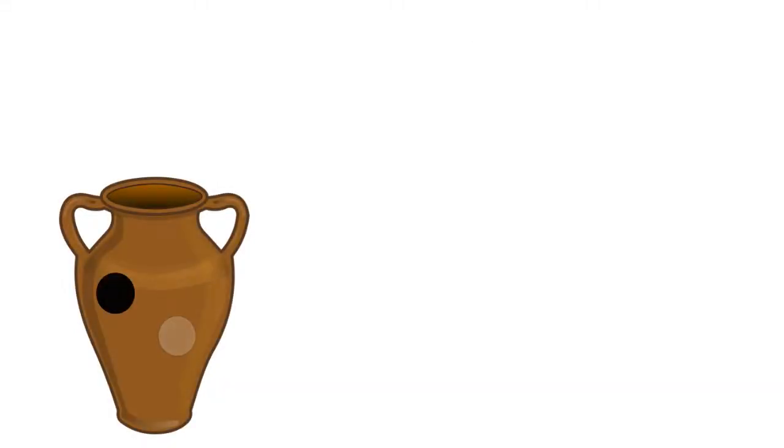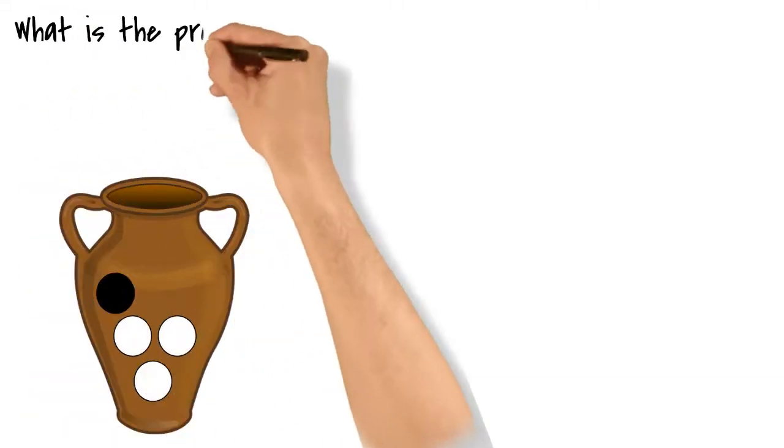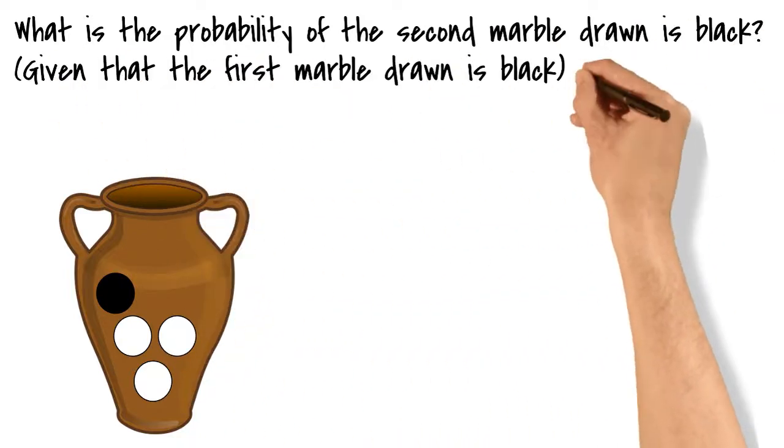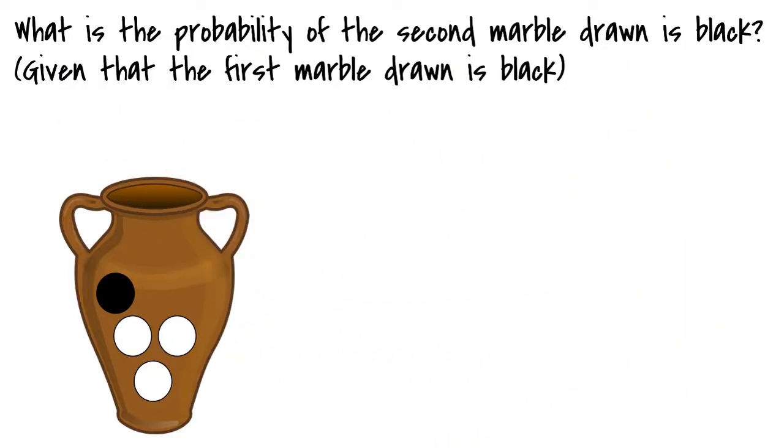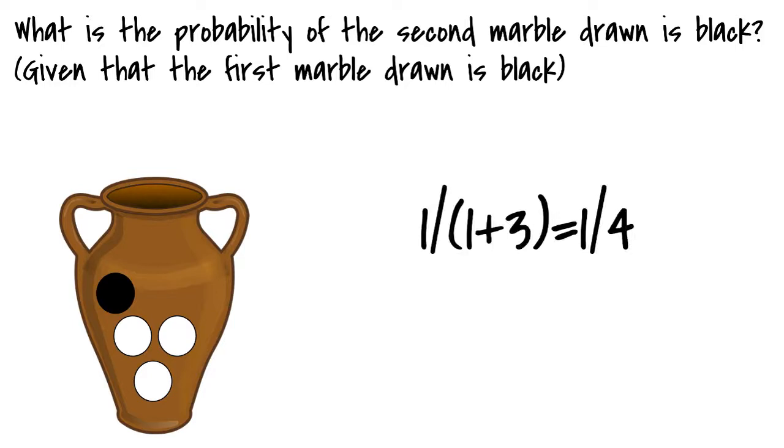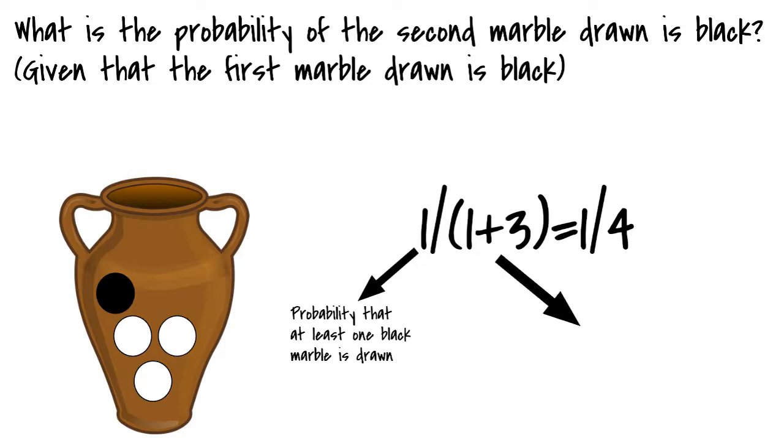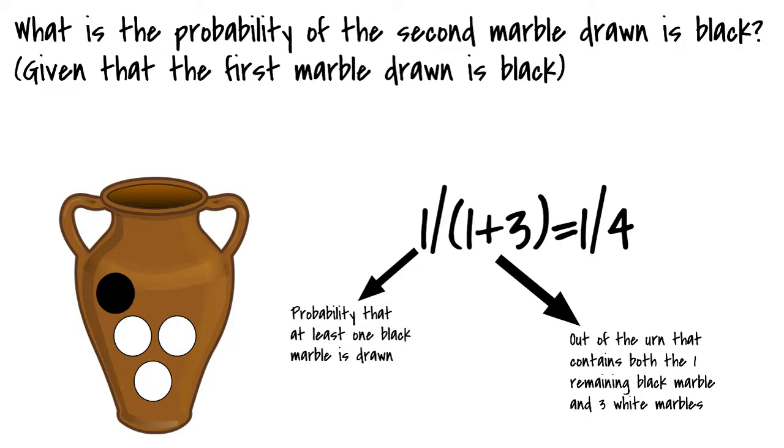Let's say that you drew a black marble on your first try. What is the probability that you will draw another black marble? The formula is 1 divided by 1 plus 3, which equals 1/4. The 1 in the numerator represents the probability that at least 1 black marble is drawn. 1 plus 3 in the denominator represents what is currently in the urn, 1 black marble plus 3 white marbles.